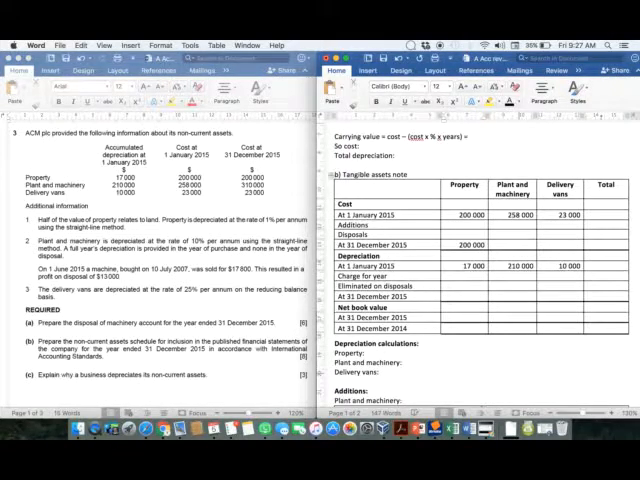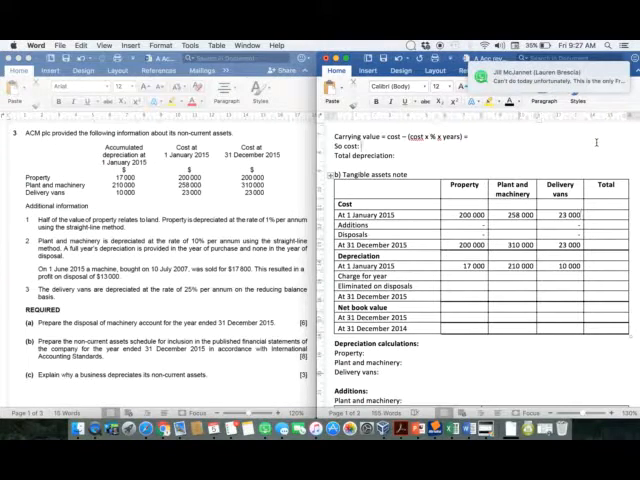200,000 for property. So you can see, therefore, immediately that there were no additions, there were no disposals. My plant and machinery has got a 310,000 balance, so immediately I can see that something is missing here. Don't worry, we'll come back to that just now as we find more information. The delivery vans' value at the end is 23,000. Again, we can see there were no disposals and no acquisitions.